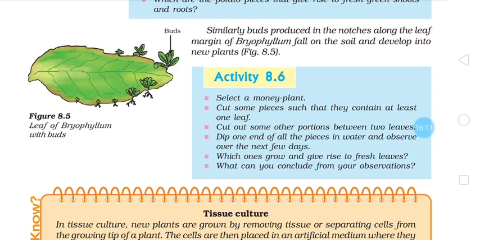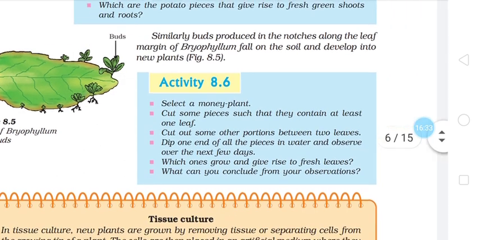Bryophyllum, in Marathi, is called पानफुटी, because if one leaf falls, a new plant comes from that leaf. So this plant you might have observed at many places.